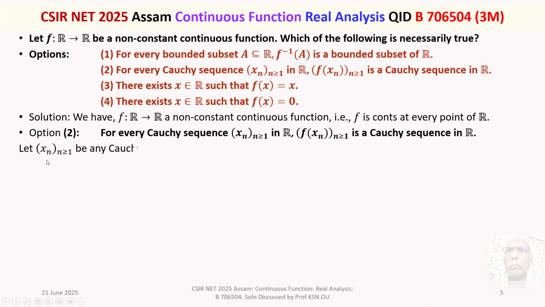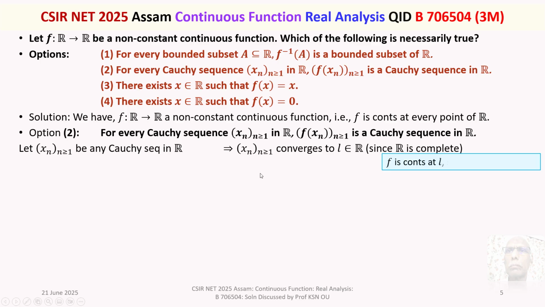Let Xn, n greater than or equal to 1 be any Cauchy sequence. And remember the property. What is R? R is complete. Complete means what? Convergence implies and implied by Cauchy. So it's a Cauchy sequence in R. Since R is complete, it's also convergent. Let us say it converges to L. We are using completeness.